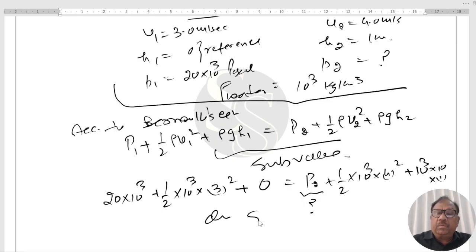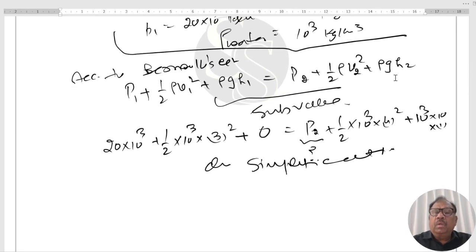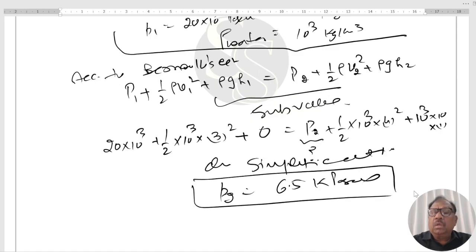On simplification, we get P2 equal to, P2 comes out to be 6.5 kilopascal. This is the answer.